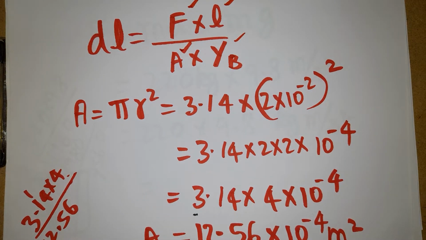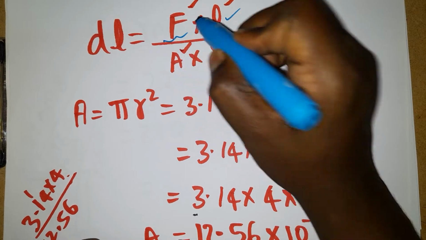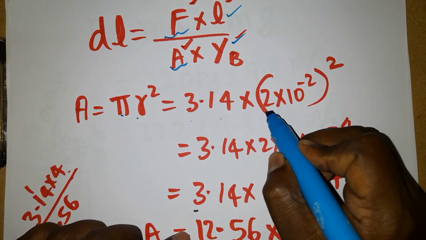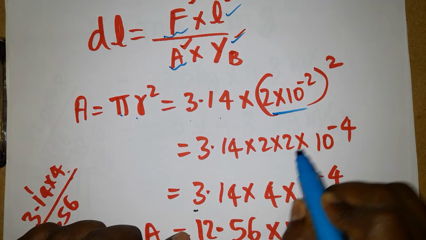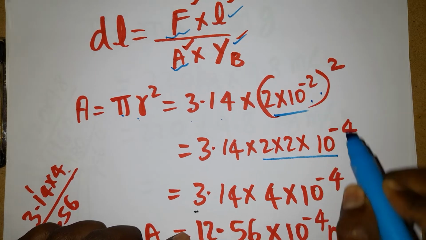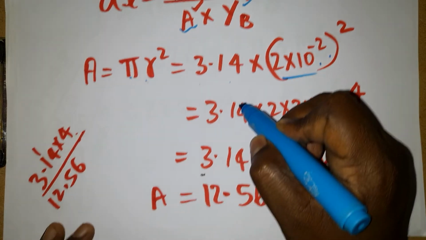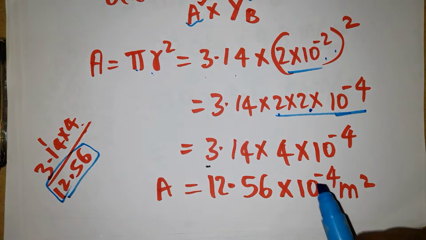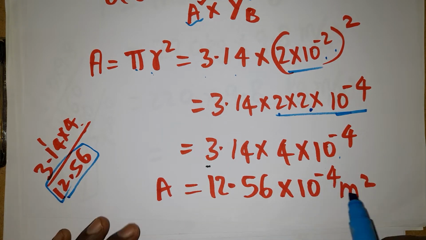Length and modulus of elasticity are given in the question. Force we don't know, area we don't know. First we will find area. Area is going to be pi r square. Pi is 3.14, r is 2 into 10 power minus 2, whole square. Write the same value two times, so minus 4 will be there. 2 into 2 is 4, 4 into 3.14 gives 12.56. Direct multiplication only. 12.56 into 10 power minus 4 meter square is the final effective area.